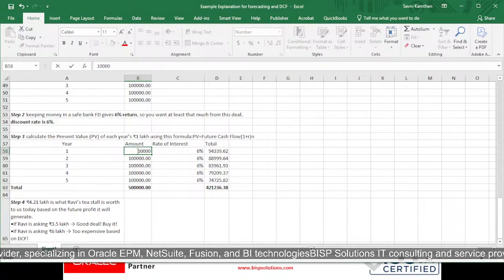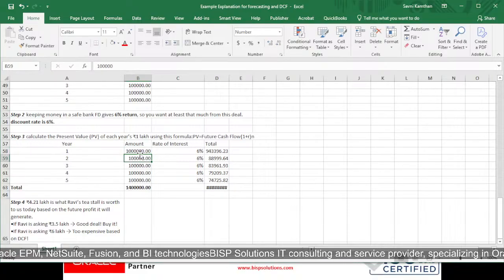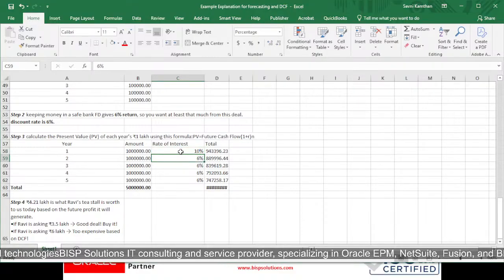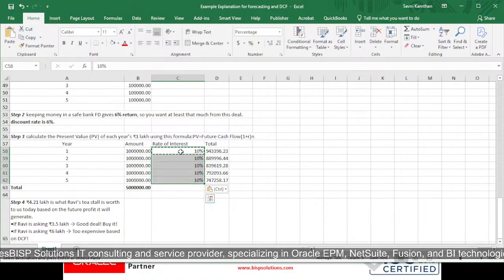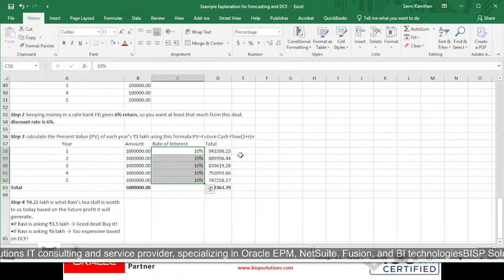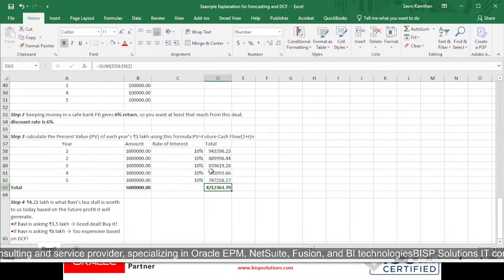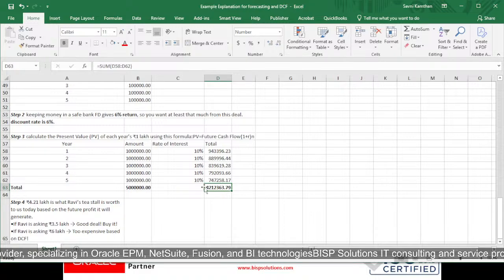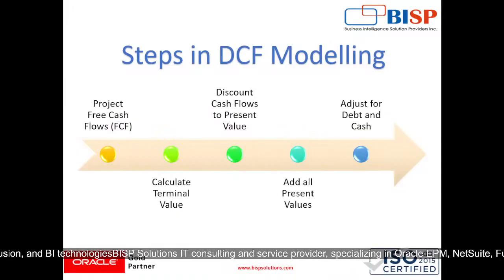So we will be again going to the same, and if I change this to 10 lakhs, and same till the end, it is giving me 50 lakh and the rate of interest is 10%, let's say. So this is what our future 50 lakh will be worth today, after discounting: 42,12,363.79.